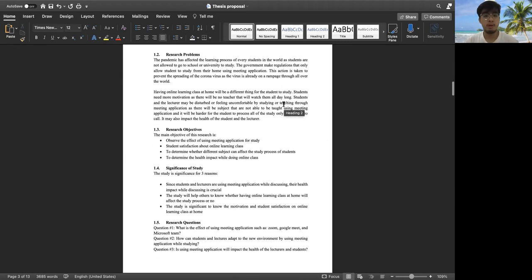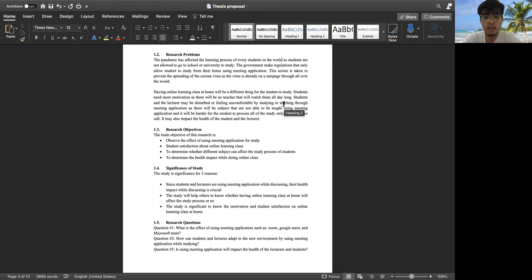And for the research problem, this pandemic has affected the learning process of every student in the world, as students are not allowed to go to school or university to study. The government make regulations that allow students to study from their home using meeting applications. This action is taken to prevent the spreading of the virus, as the virus is already on a rampage all over the country.